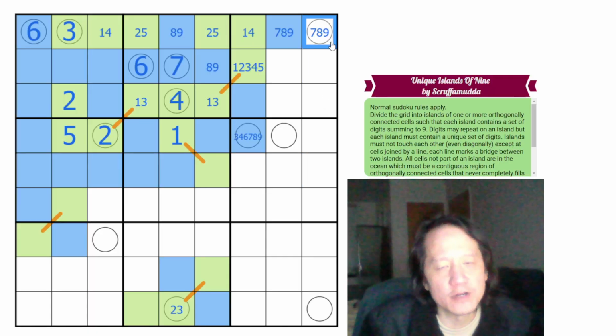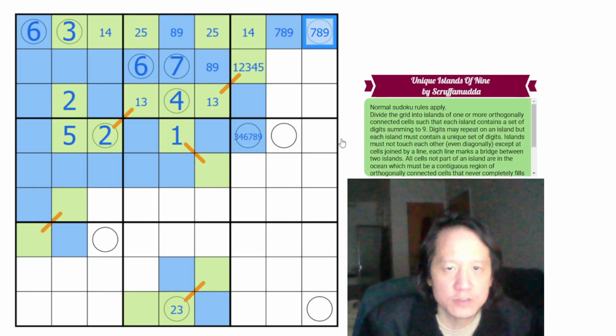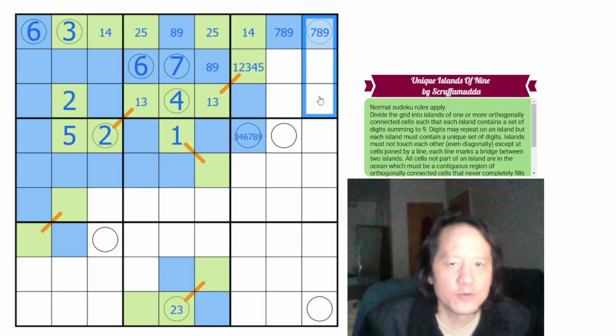This is 7, 8, or 9. It cannot see 9 islands. It cannot see 8 islands or 7 islands because then that would be 1 through 7, and that would add up to 21. So this has to be ocean also. We know one of these is 7. Therefore, the sea has at least 7 ocean cells, so therefore these are all ocean.